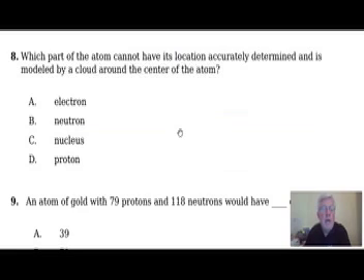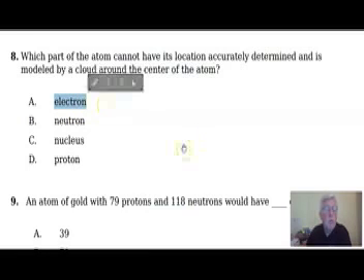Which part of the atom cannot have its location actually determined and is modeled by a cloud around the center of the atom? Well, we've talked about an electron cloud all week. So the best answer is A. And you've probably heard about Schrodinger's cat, and all of those things, or maybe you haven't. But the bottom line is, we really don't know where those electrons are at any point in time.